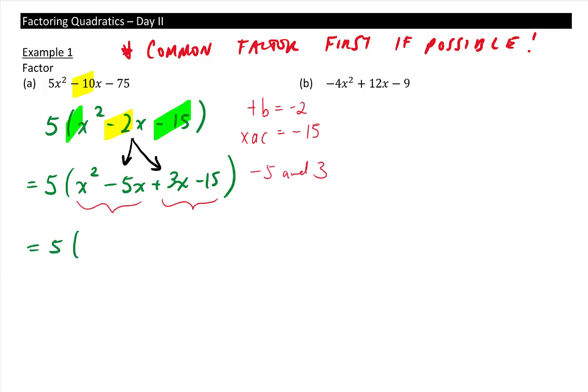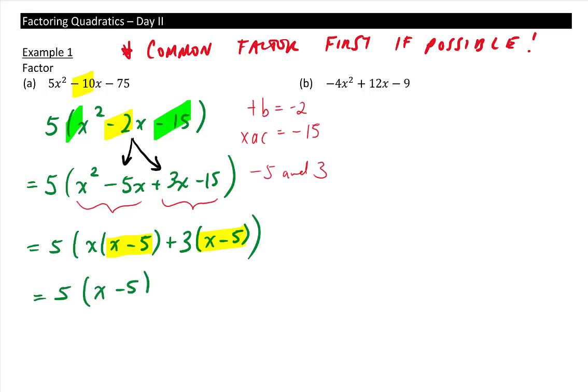So we have 5. Common factor for x squared minus 5x is x, and that leaves us with x minus 5. Common factor for 3x minus 15 is 3, and that leaves us with x minus 5. Which is great because now we see that both terms have the common factor of x minus 5. Taking out the x minus 5 leaves us with x plus 3. So here is our factored form for 5x squared minus 10x minus 75.